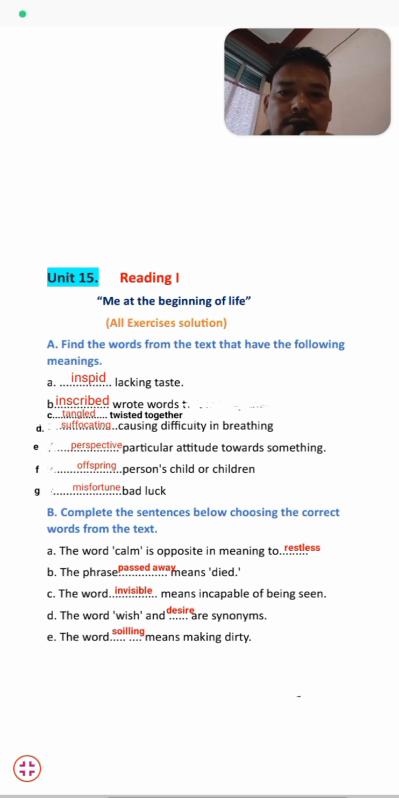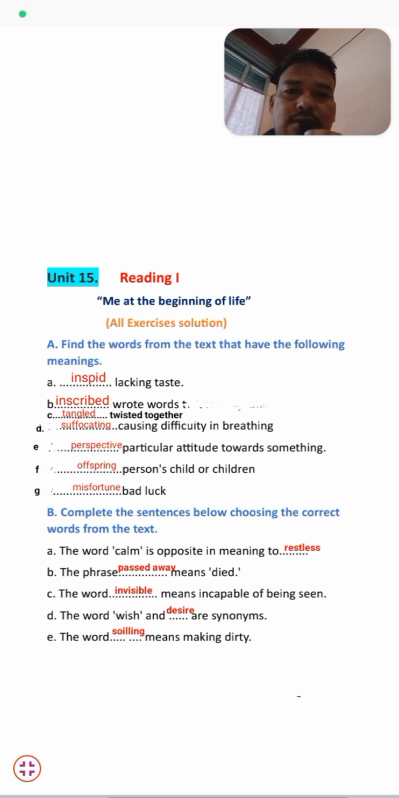And D: causing difficulty in breathing. The right word is suffocating. E: particular attitude towards something, that is perspective, and you can say point of view also. F: person, child or children, that is offspring. And finally G: bad luck, that is misfortune.